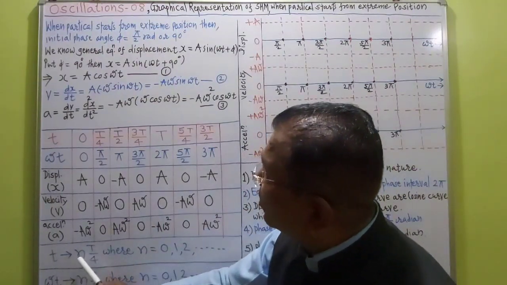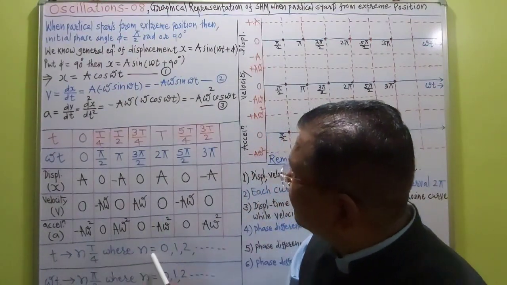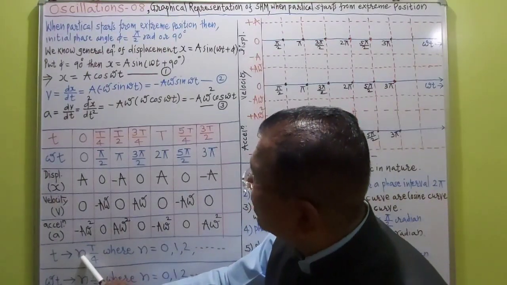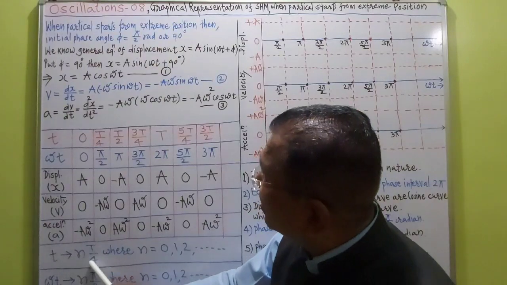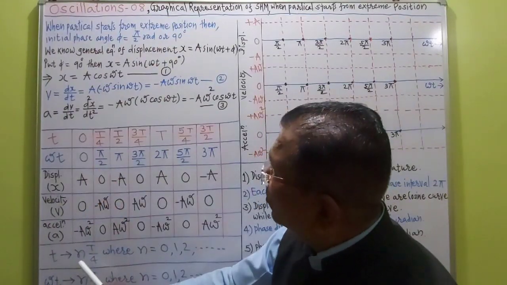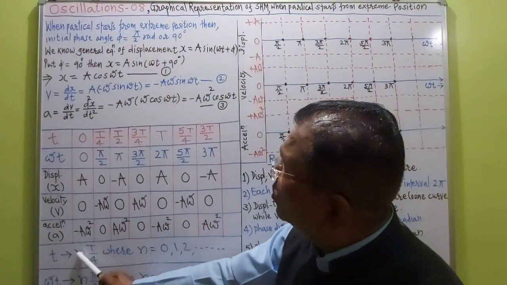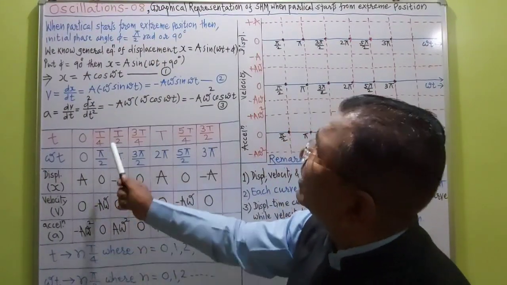T stands for nT by 4, where n is equal to 0, 1, 2 and so on. Put n is equal to 0 at first: 0 T by 4, we get 0. 1 T by 4, we get T by 4. Put n is equal to 2: 2 T by 4, we get T by 2.